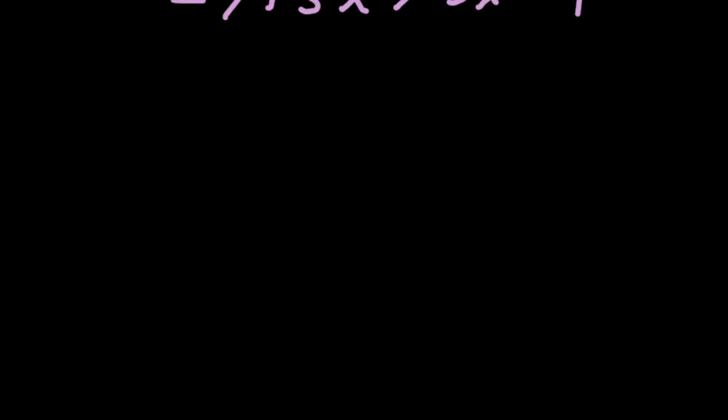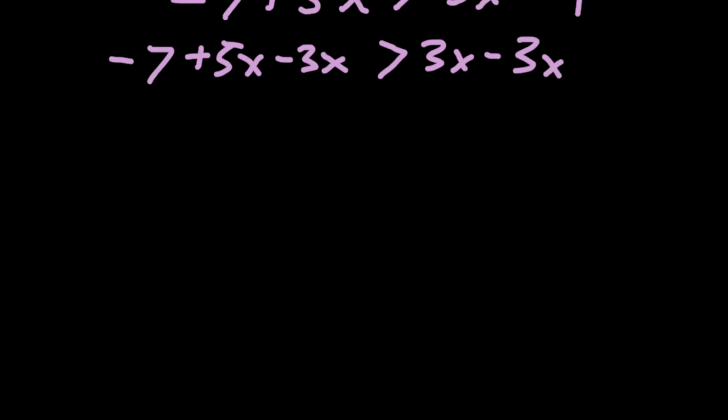Okay, let's solve this one. Negative 7 plus 5x is greater than 3x minus 1. Let's go for getting our x terms on the left side. So that gives us negative 7 plus 5x minus 3x is greater than 3x minus 3x minus 1. Notice I subtracted 3x because I want to get rid of the 3x on the right side. Okay, so that gives me negative 7 plus 2x is greater than negative 1.